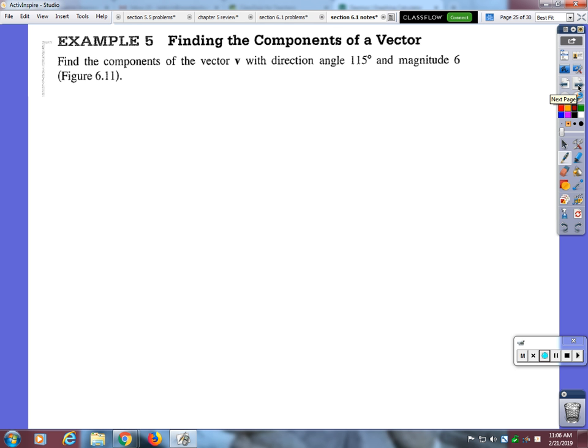Shelby said, are they going to give us the angle? Yes, they are. Let's find the components of the vector v with a direction angle of 115 degrees and a magnitude of 6. This says figure 6.11. I didn't paste that into the drawing here, so if you want to refer to it from your book, then you sure can.